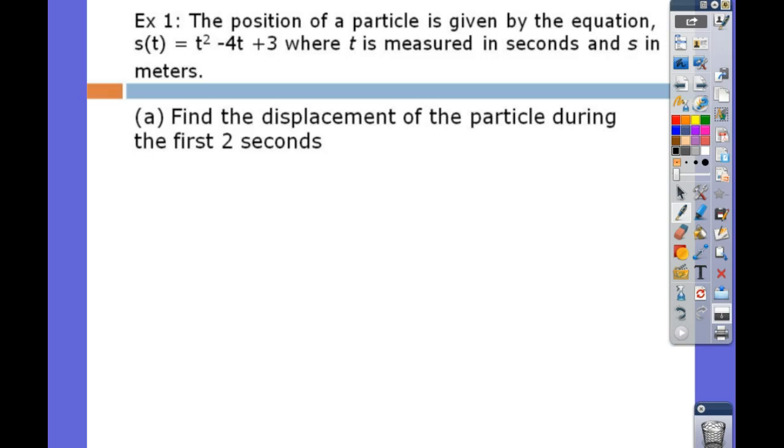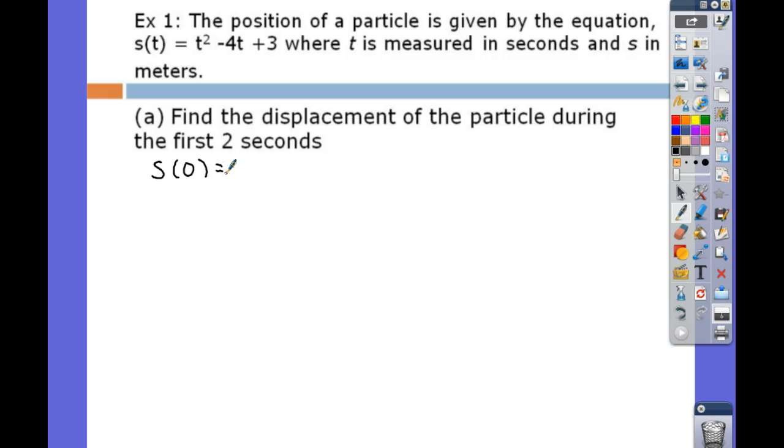S of t equals t squared minus 4t plus 3, where t is measured in seconds and s is measured in meters. Find the displacement of the particle during the first 2 seconds. So displacement is final minus initial. It's just where you end and where you started. You don't have to worry about all the points in between. That is distance. So what we need to know is initial. So we need to know what is S of 0.